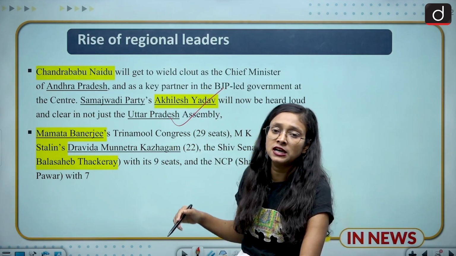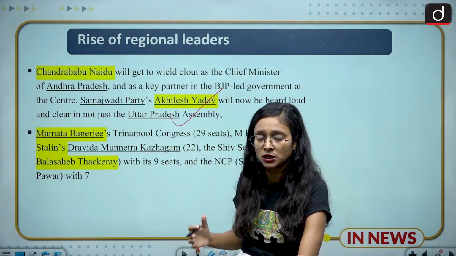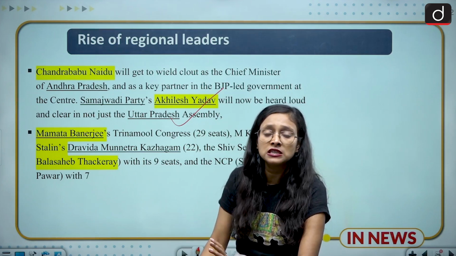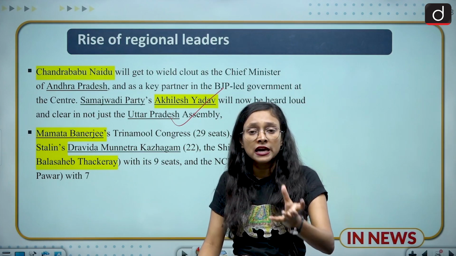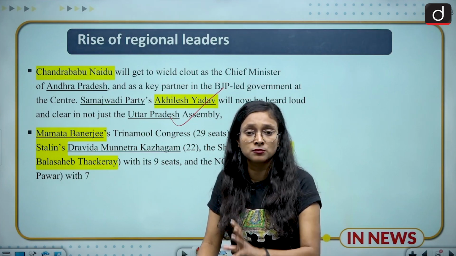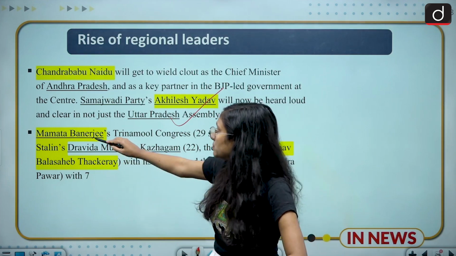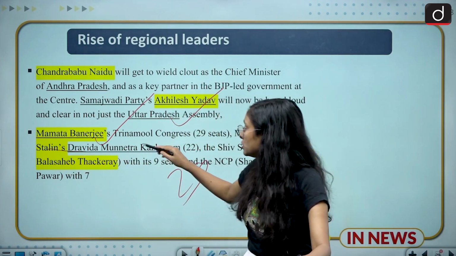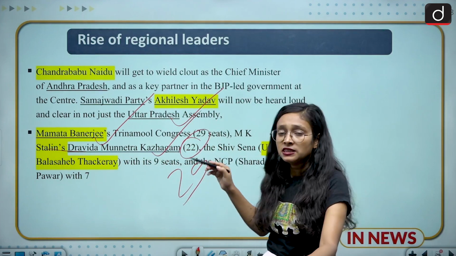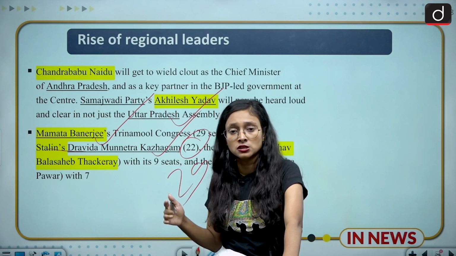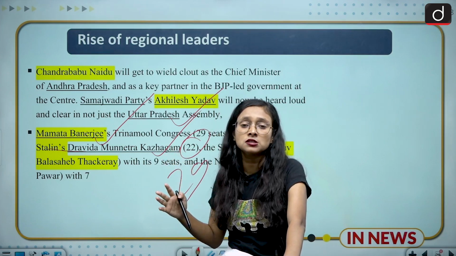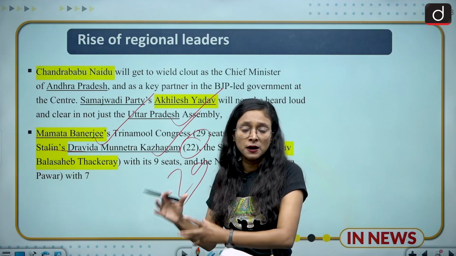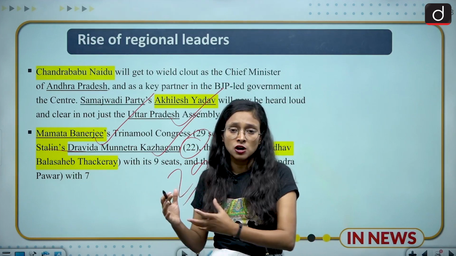And also we have seen a rise of the Samajwadi Party again in Uttar Pradesh, and the party has secured 37 seats alone. So in such a situation, their demands will also be heard, because they garnered 37 seats, and the Samajwadi Party has become the third largest party in India. Then we also have Mamata Banerjee's Trinamool Congress, which secured 29 seats. Then in the South, Stalin's Dravida Munnetra Kazhagam has secured 22 seats. And Shiv Sena led by Uddhav Thackeray also secured seats. So people across all the regions will have their voices heard, because these parties have secured a right amount of MPs in the parliament, so that their issues will be heard and resolved there.